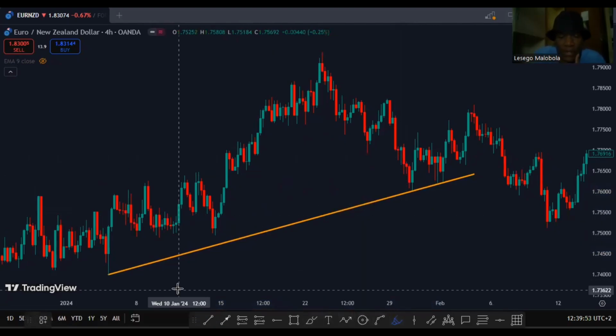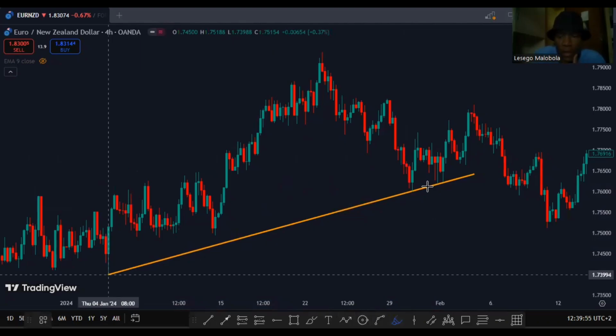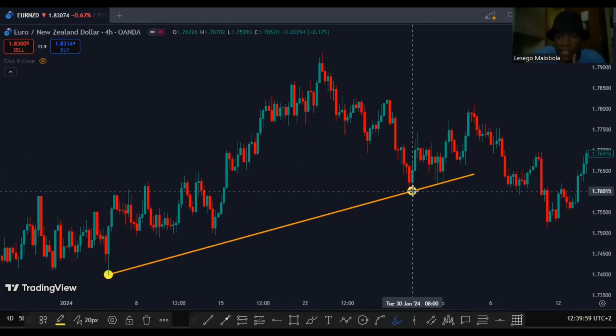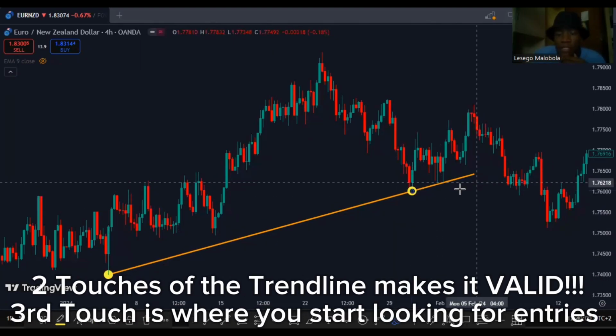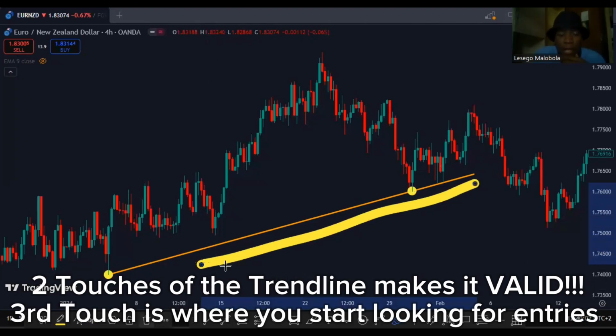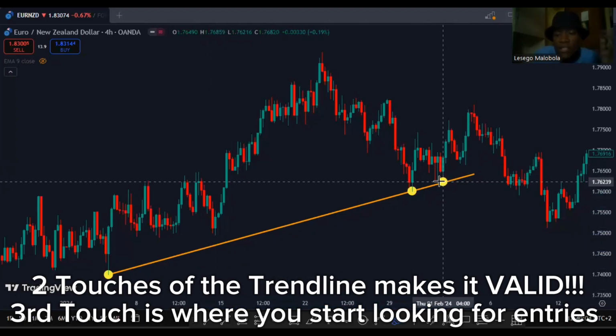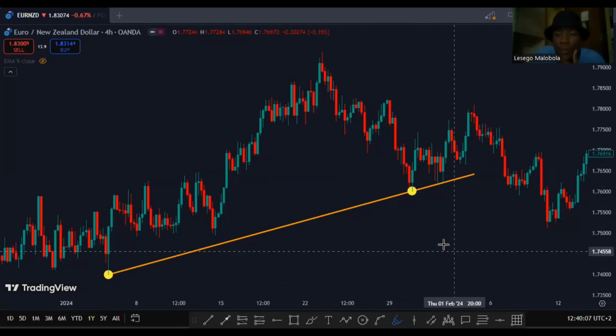Why do I say that? Simply because we can see here we have a first touch, and now we have a second touch here. Second touch guys confirms this whole trend line, you understand me? And now we have a third touch guys. Third touch, this is where we start looking for our entry point, you understand me guys?